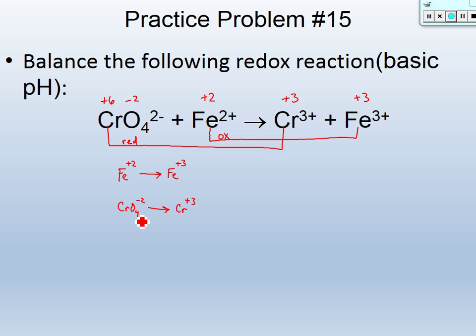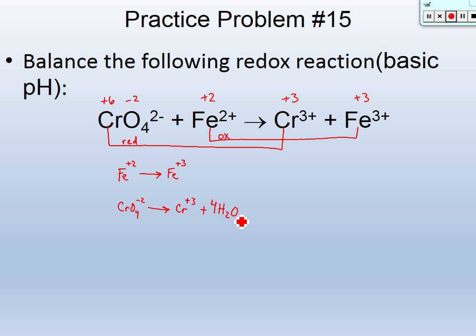Let's go down here. I've got 4 oxygens. The right side has 0, so I need to balance it, I need to get more oxygens. I'm going to do that by adding water. But if I've got 4 oxygens, I'm going to need 4 waters, because that will get me to 4 oxygens.